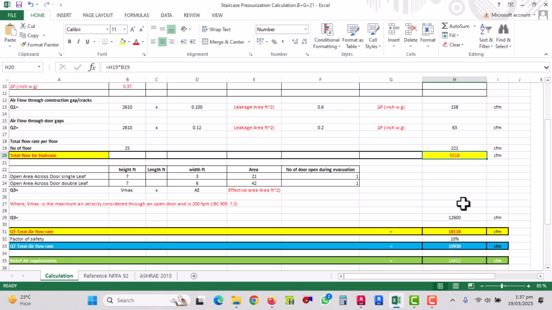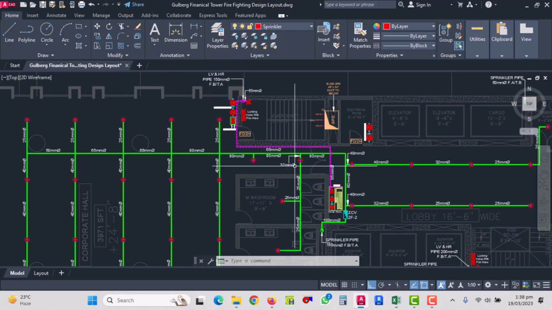But I will consider the staircase pressurization fan according to this CFM, not this one. Why, I will explain it later at the bottom of this section. Here we will add a 10% factor of safety, which is 19,930. We will consider a 20,000 CFM fan to maintain 90 pascal across this adjacent area. When the door is closed and when the door is open, there must be 0.37 inch or 90 pascal pressure regarding this adjacent area, and this fan will do its work.